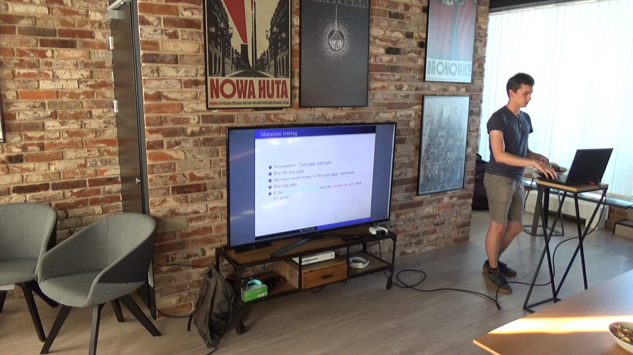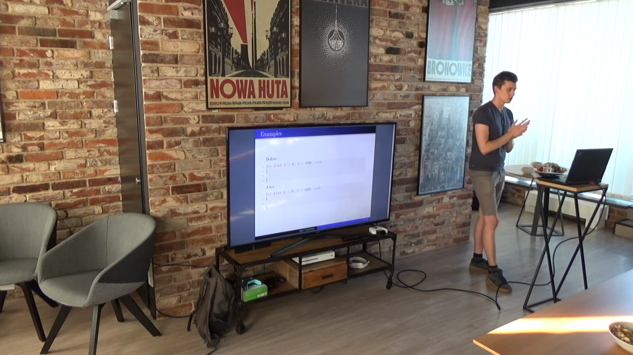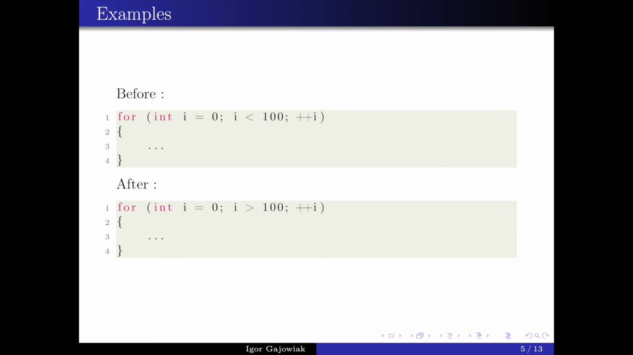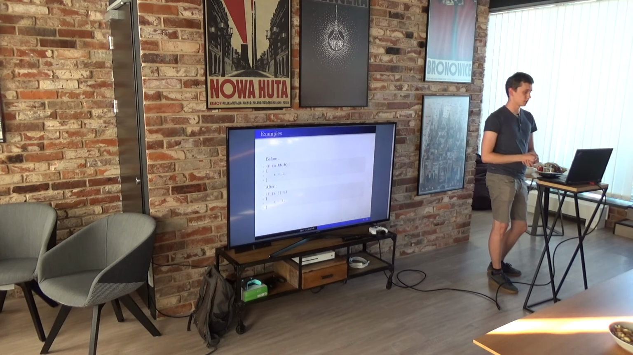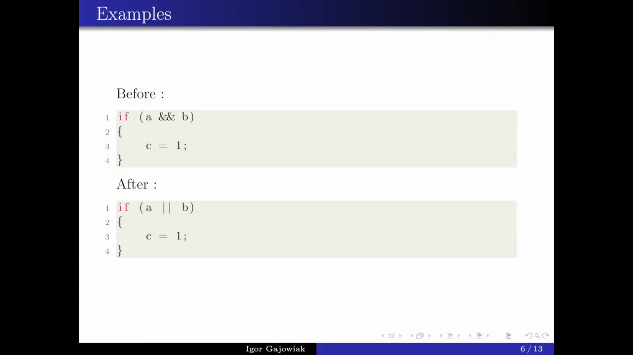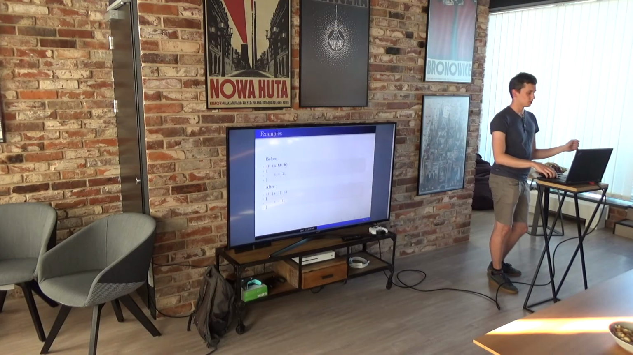So let's go on. These are some basic examples of mutation testing. Here we have a for loop that goes from 0 to 99, and after the mutation, we're changing i is less than 100 into i is greater than 100. Another one is that we're changing a logical AND into a logical OR. These are basic examples. I will show more mutations later on.